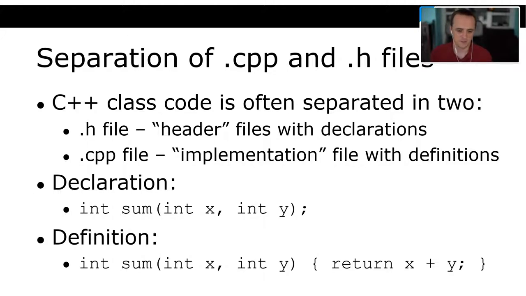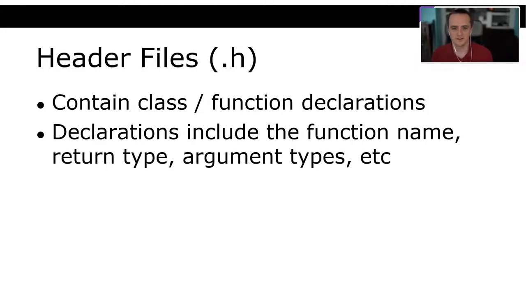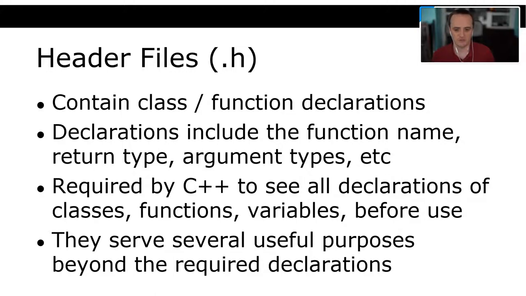So definition, here we actually have the code. So here is the whole thing. We would have in brackets return x plus y, right? So the declaration just says what the function does and it ends with a semicolon. The definition gives the actual code itself. So header files will typically contain the class or function declarations, okay? Declarations include the function name, return type, arguments, etc. They are required by C++ to see all the declarations of the classes, functions, variables before use. They serve several useful purposes beyond just the required declarations.